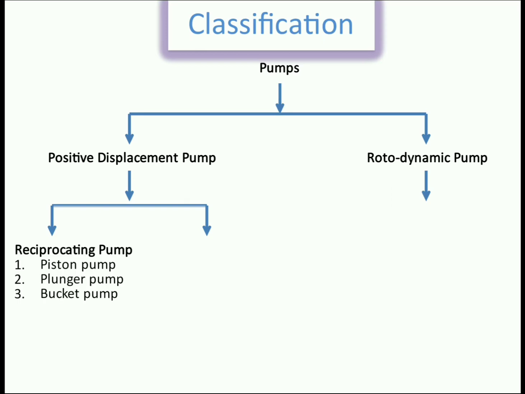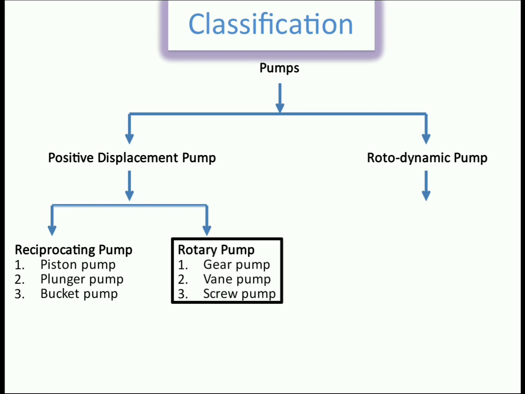First is reciprocating pump. This reciprocating pump has three types. First is piston, second is plunger and third is bucket pump. The second classification of the positive displacement pump is rotary pump. In rotary pump there are three types: gear pump, vane pump and screw pump.